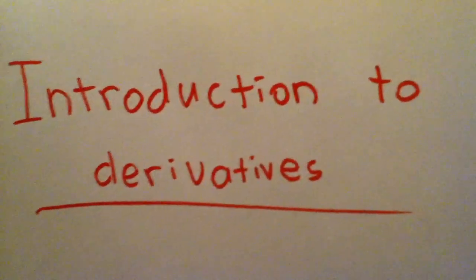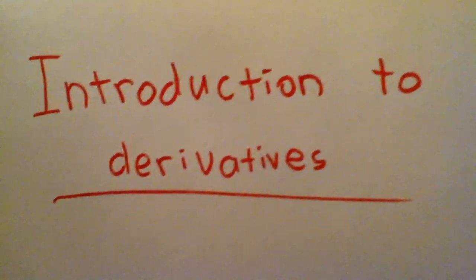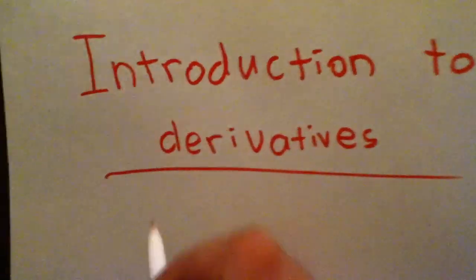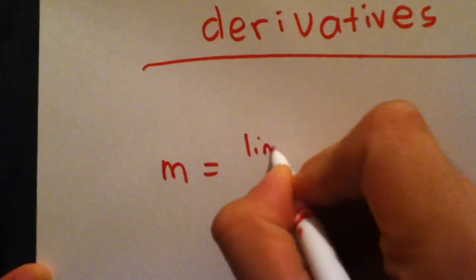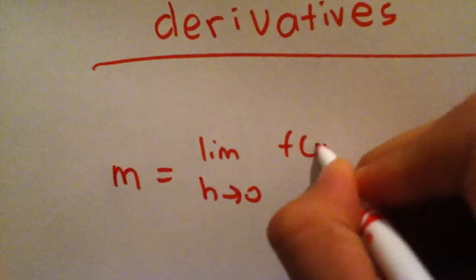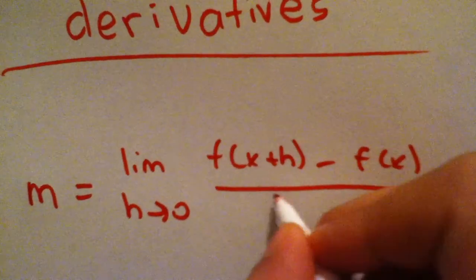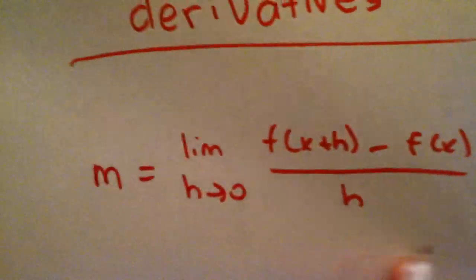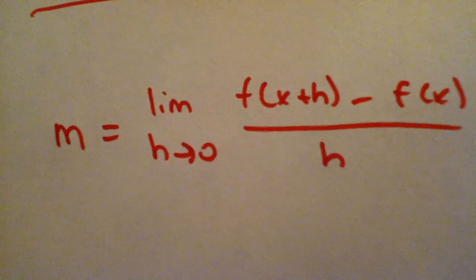I'm going to be introducing derivatives today. In my previous video, I discussed the slope of a curve at a point. And the slope of a curve at a point, m, is equal to the limit as h approaches 0 of f of x plus h minus f of x over h. And this is the slope of a curve at a point.